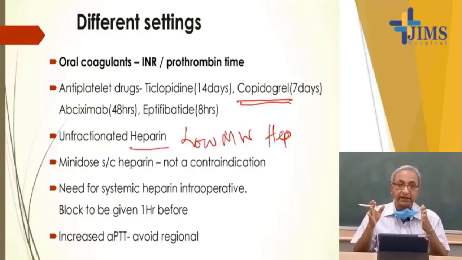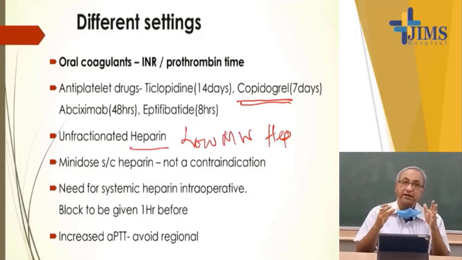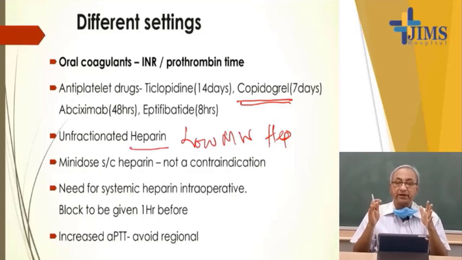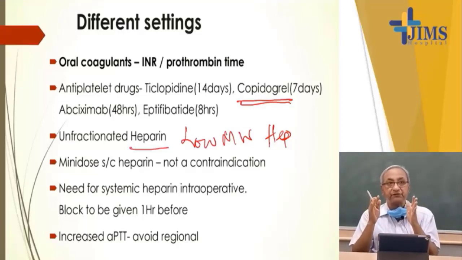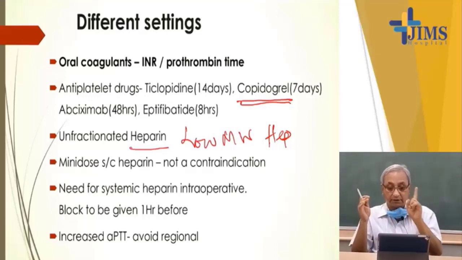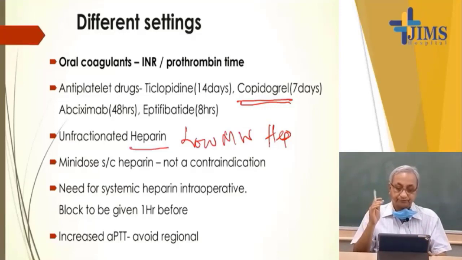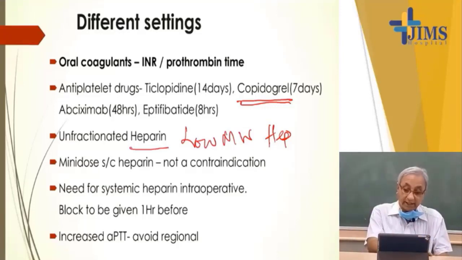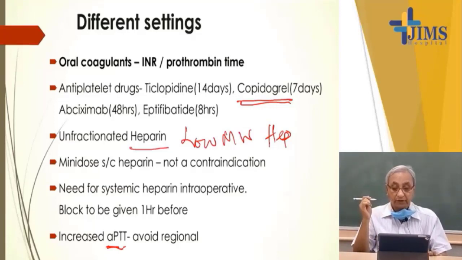Just let me explain. A block is given, and if the patient has to be on heparin, there should be a gap between the heparin dose and the block of at least 1 hour. If the patient has an abnormal activated prothrombin time, we should avoid regional anesthesia.